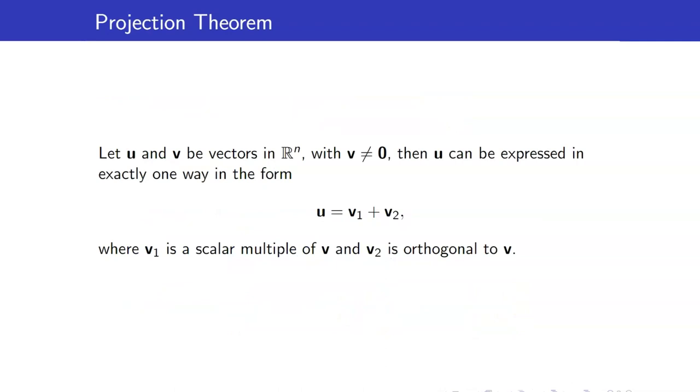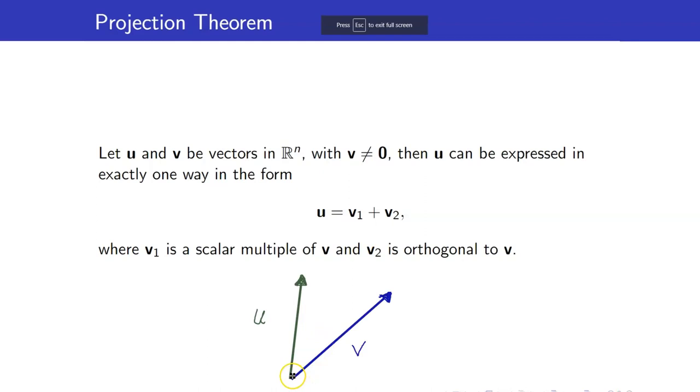We are now ready for our next theorem, the projection theorem. Suppose again that we have two vectors in Rn, U and V, with V not equal to the 0 vector. Then we can express U in exactly one way in the form U equals V1 plus V2, where V1 is a scalar multiple of V and V2 is orthogonal to V.